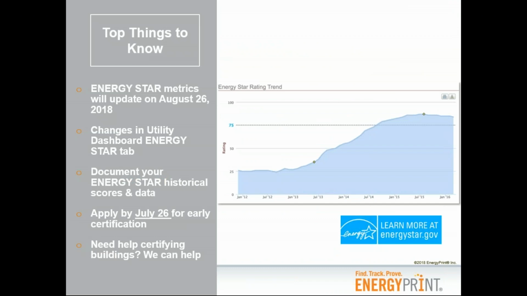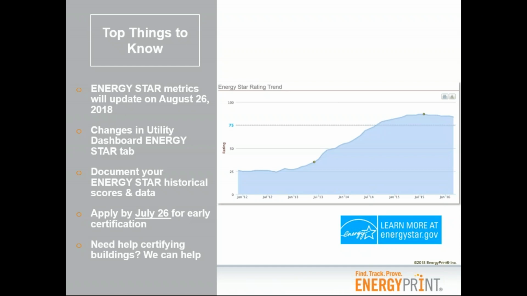There are a couple of pieces of information that we want to make sure you are aware of, that you have taken note of and act on. First and foremost, again, August 26th is that date. After that date, all Energy Star scores in both Energy Star as well as the Energy Utility Dashboard are going to be updated, reflecting the new scores. These scores are going to change both going forward, and all of your historical scores are going to change as well.